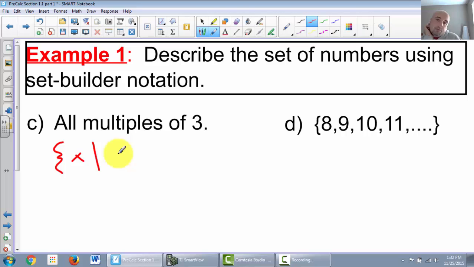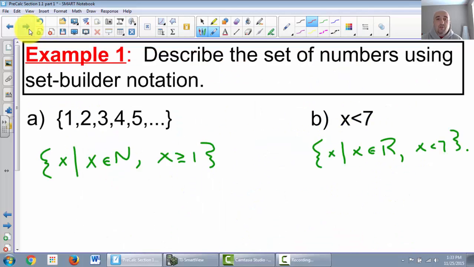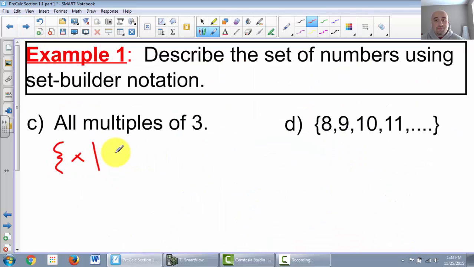Now all multiples of 3. So let's start 3, 6, 9, 12. Now what about -3, -6, -9? Those are also multiples of 3. They're just in the negative direction. So which one of our sets of numbers includes negatives and positives? Hopefully you see that -3, positives, those are the integers. Z stands for integers. So that's the set we're going to be in. We're going to be in integers. So x is an element of our integers.